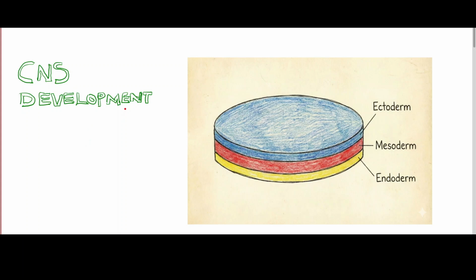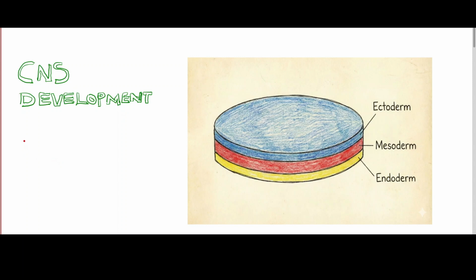Alright guys, welcome to this video. We are going to talk about how the central nervous system develops. Okay, so the central nervous system develops mainly from the surface ectoderm of the embryo. So specifically, a specialized part of the ectoderm called the neuroectoderm gives rise to the brain and spinal cord.